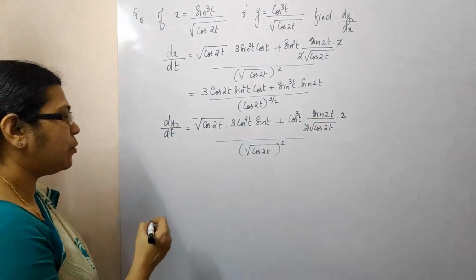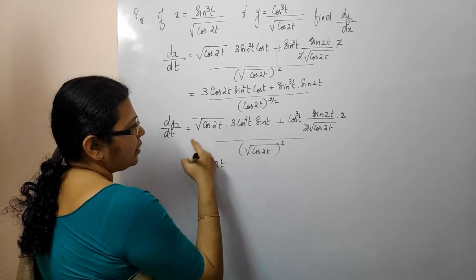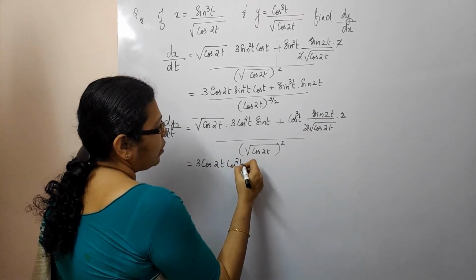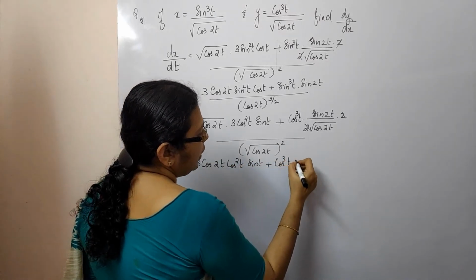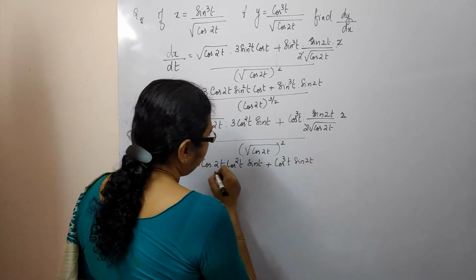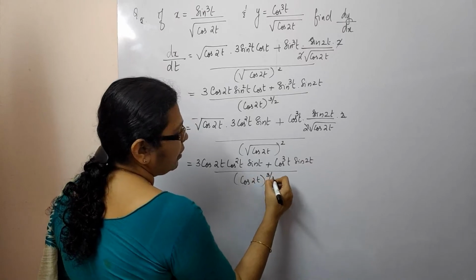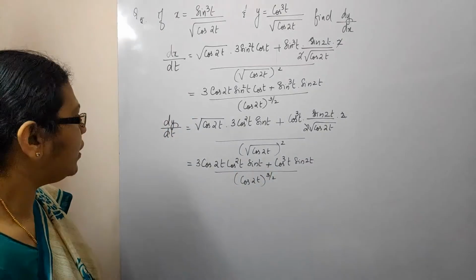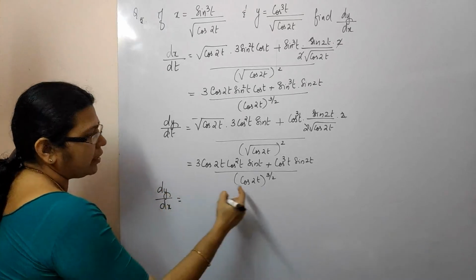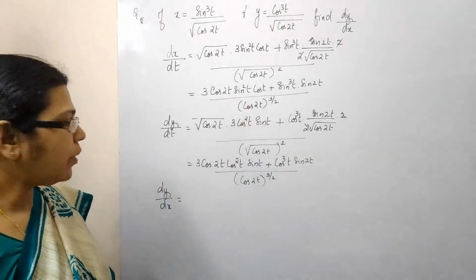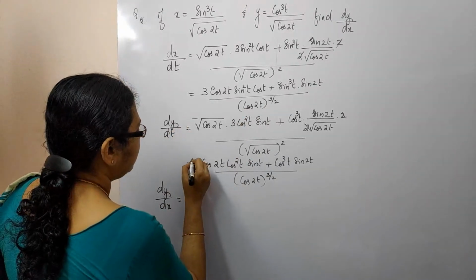Again, when I cross multiply, what do I get? I get this as cos 2t, 3 times. This 3 I brought it to the front. Cos square t into sin t plus cos cube t into sin 2t divided by cos 2t the whole raised to the power of 3 by 2. Am I clear so far? Okay, now what is dy by dx? So dy by dx, if you look, the denominators are the same. So I need to write the numerators only. I have a negative value here. I just skipped on that.